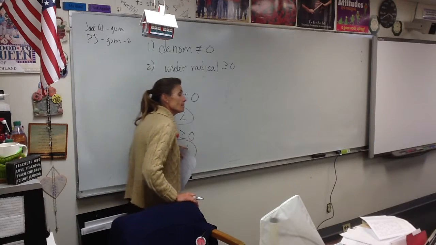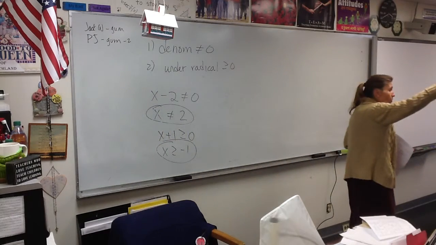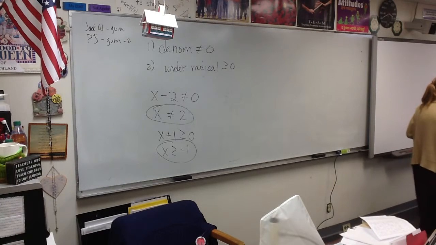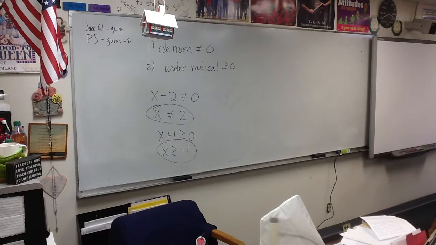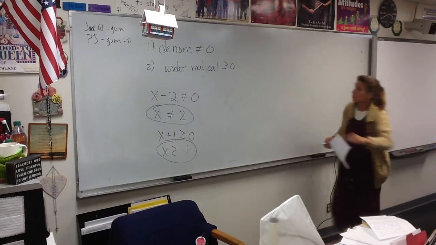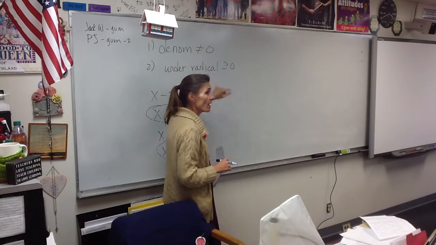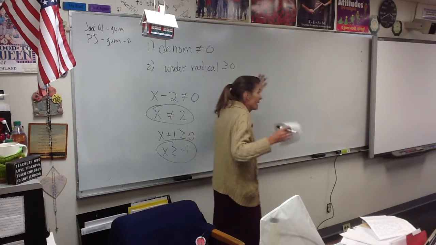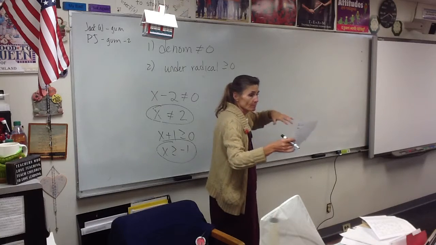All right, look at B. Somebody said all real numbers, and whoever said that is exactly right. Why is the domain all real numbers? Is there a fraction? No. So you don't have to worry about rule number 1. Is there a radical? No. So you don't have to worry about rule number 2. So we're not worried about anything. Anything goes. All real numbers.